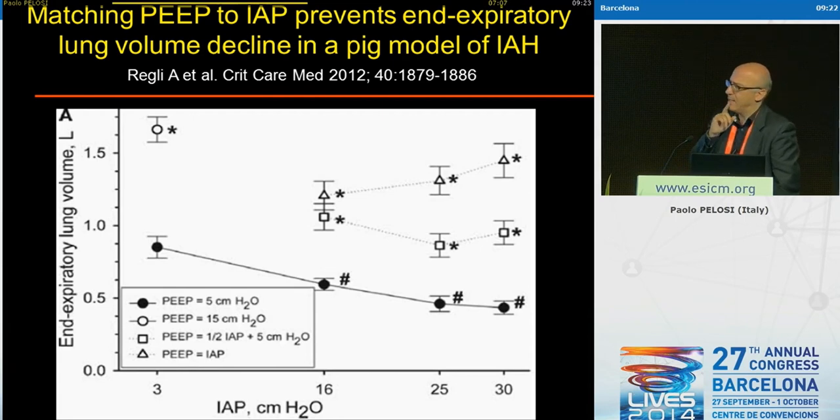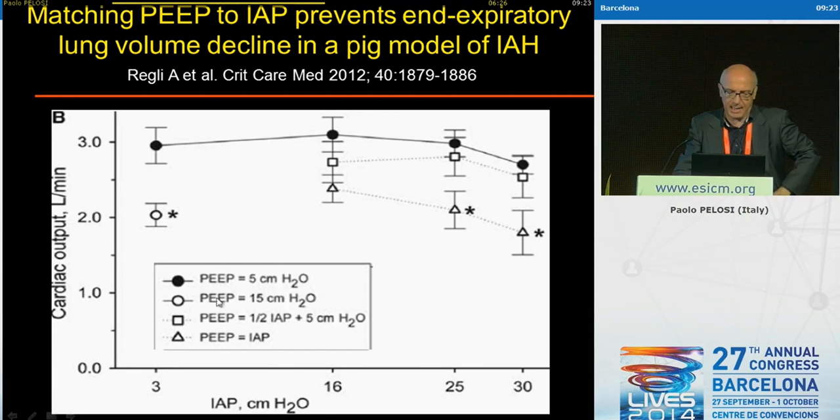This is the last experimental study that was published, and you see here the end expiratory lung volume at different intra-abdominal pressure with different PEEP strategies. Here is the PEEP 5, and you see that increasing the intra-abdominal pressure, the lung volume decreases. Here, very high PEEP at 15. Here, when the PEEP was set at half intra-abdominal pressure plus 5 centimeters of water, and this is when PEEP was applied according to EAP. And you see that according to this study, the best PEEP to keep the lung volume was the PEEP set like half of the intra-abdominal pressure plus 5 centimeters of water.